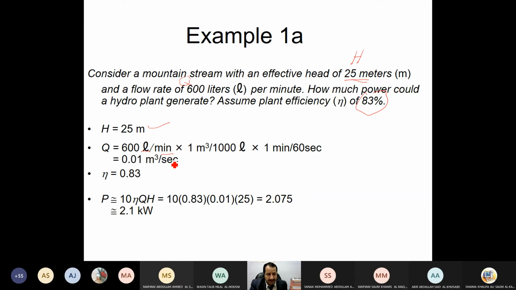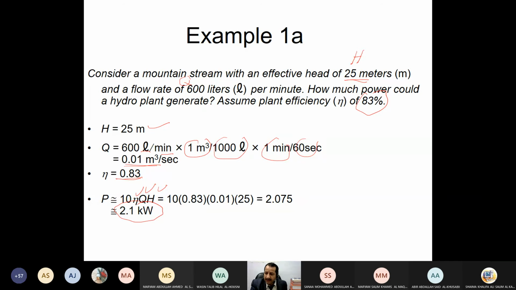Now, head is given, and flow rate Q is given in liters per minute. I need to convert it into cubic meters per second because we work in SI units. So 1 cubic meter over 1,000 liters, multiplied by 1 minute over 60 seconds. Efficiency is given, so let's substitute: I have efficiency, I have Q, I have H. 2.1 kilowatts is what this small hydro system produces.